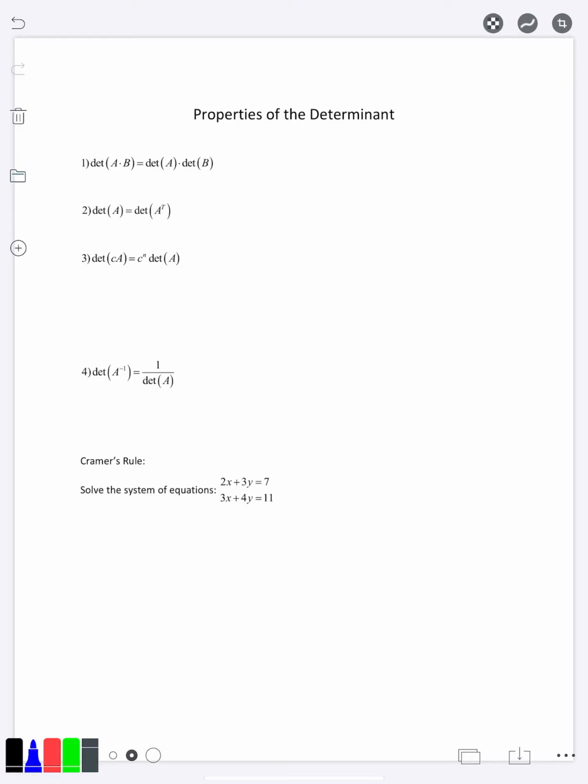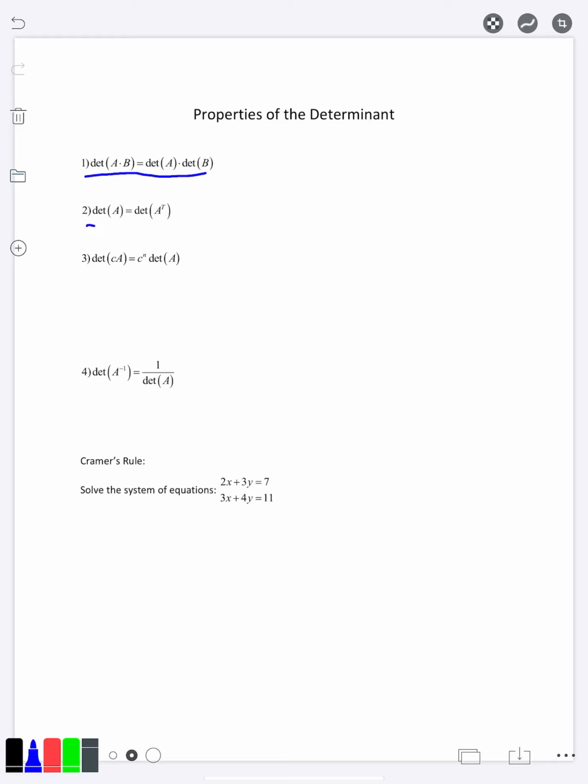We have learned how to find a determinant. I wanted to point out a couple of properties that a determinant is going to have. The first is that if you are multiplying matrices together and you want to find the determinant of the answer, you can actually take the determinant of each one separately and multiply those two determinants together. So it's going to be useful in certain proofs in mathematics.